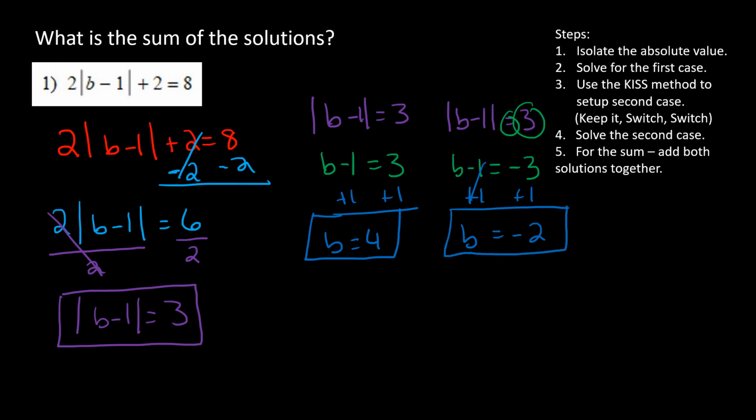So these are our solutions, not our answer, though. Remember, it says, what is the sum of the solutions? So our two answers are 4 and negative 2. So we'd have 4 plus, because the sum is plus, of negative 2. This is essentially just 4 minus 2, which equals 2.